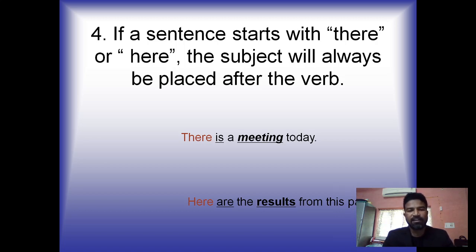There is a meeting today. The verb depends exclusively on what comes after the verb. Like meeting, if it is singular, we use is. If it is plural, we use are. So there is a meeting today. If it is meetings, plural, then we use there are meetings today. Yes. Here are the results from this past month. Here are the results. Since results is plural, we have used are.